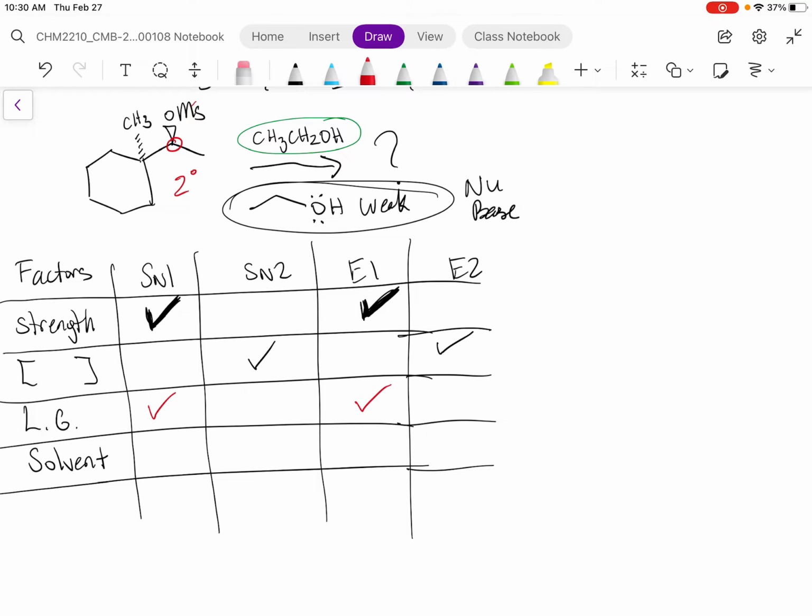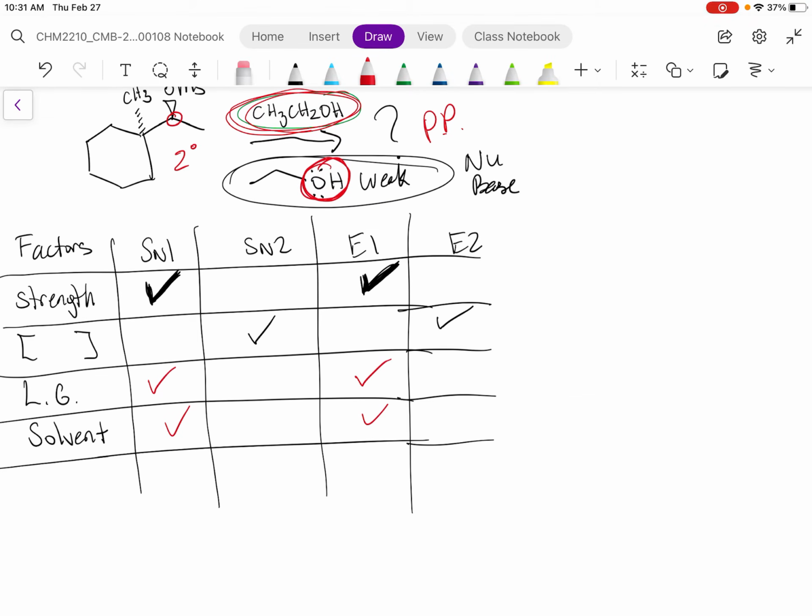Now the solvent. This one's interesting in the fact that the attacking species is also the solvent. Now ethanol is a liquid at room temperature, and so we have a liquid that's the solvent, and it's the attacking species. So in ethanol, can that molecule hydrogen bond? Yes, it can, because it has an oxygen with a hydrogen attached. So that molecule right there can hydrogen bond, so that makes it polar protic. And polar protic favors SN1 and E1.